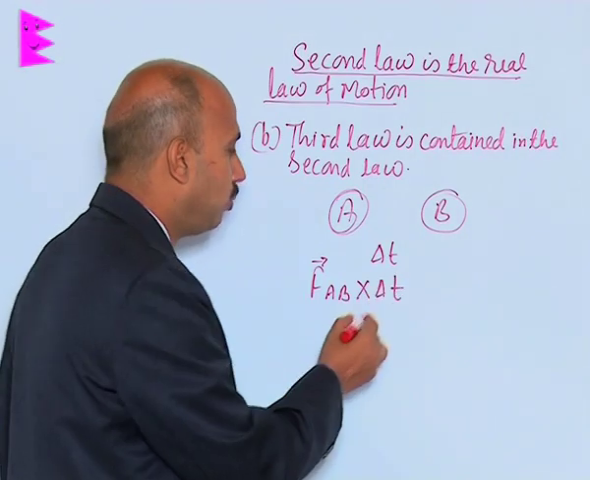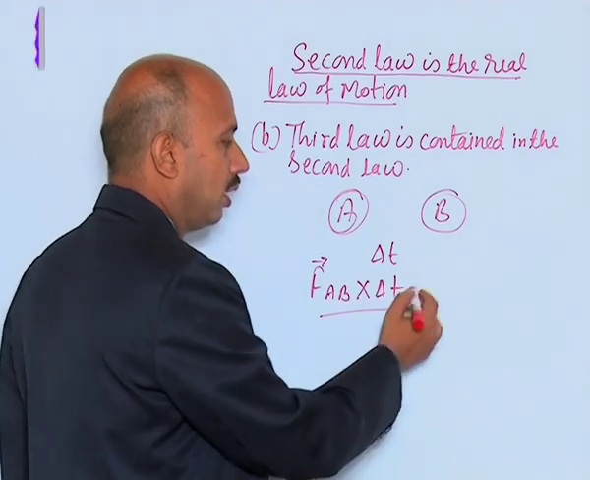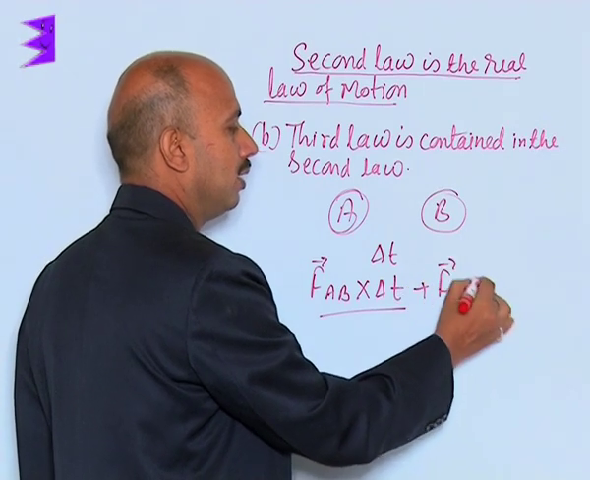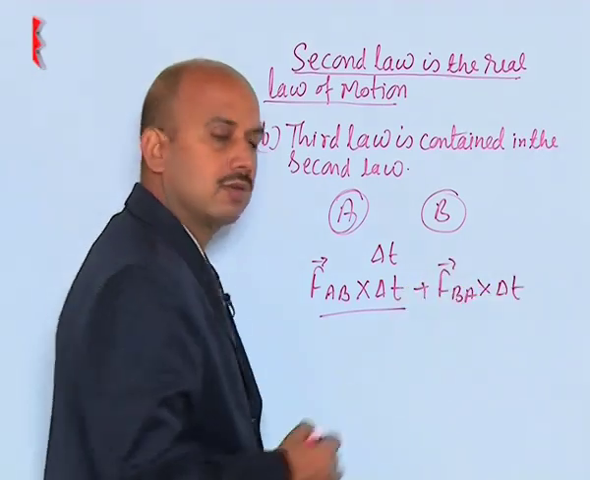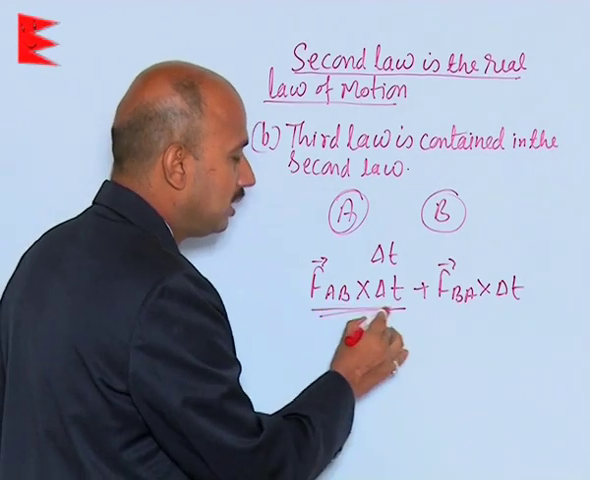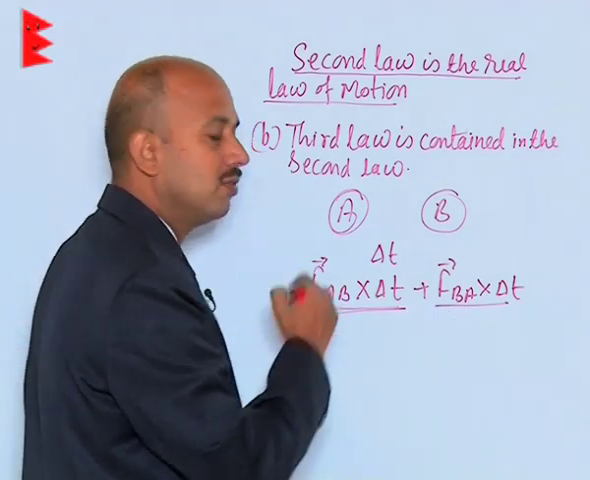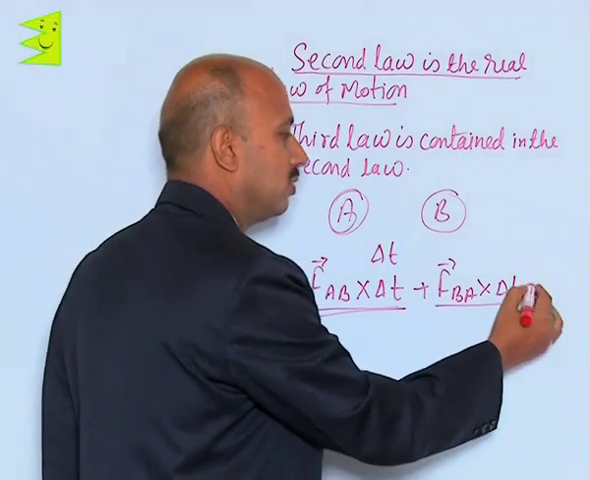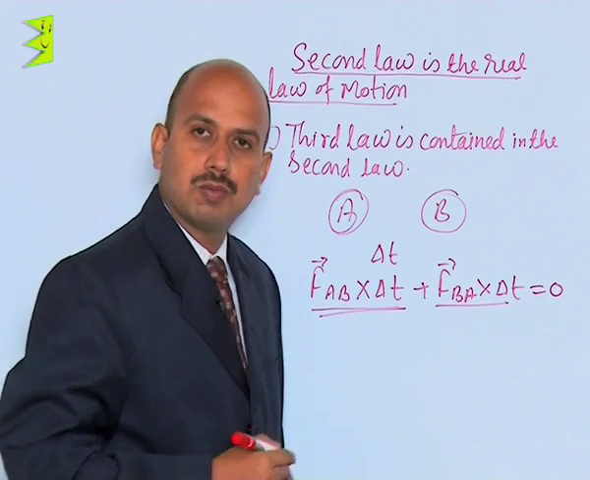So that is the change in momentum of body A plus the change in momentum of body B, that is FBA, this. So this is the total change in the momentum of both the bodies. Since there is no external force, that is an isolated system, so that should be equal to 0.